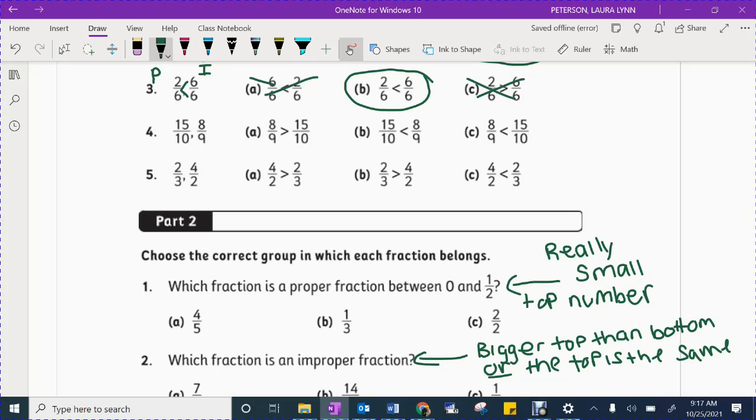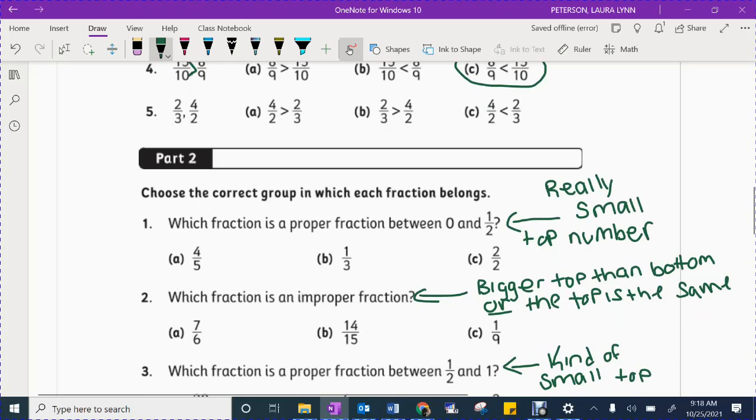Let's go to number 4. 15 over 10. 15 is bigger than 10, which makes this improper. 8 over 9. 8 is smaller than 9, which makes this proper. Alligators eat improper fractions, so the alligator needs to eat 15 over 10. I want you to circle which one you think that is. You should circle C, because the alligator's eating 15 over 10.